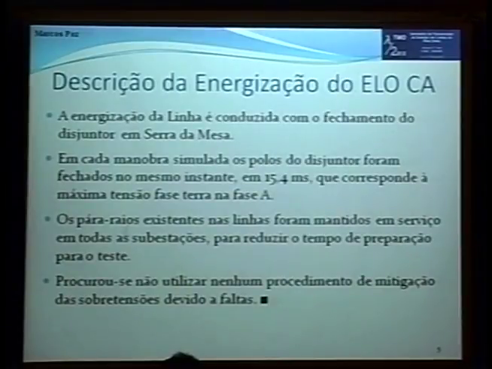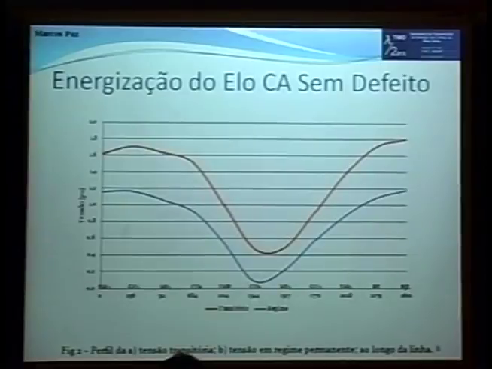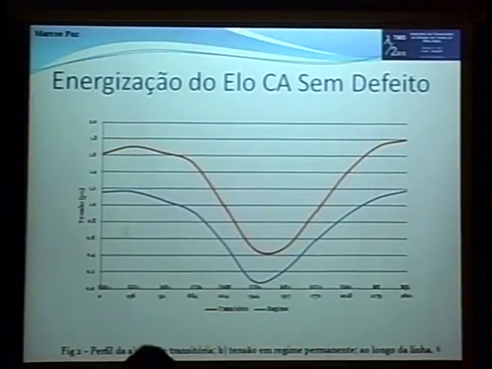We tried not to use any mitigation procedures for overvoltages, so we could really check where the most critical regions would be for each type of defect. So this would be the voltage profile for the energized line without defects and with the surge arresters in the line. So without defect, here I have the profile in regime, and in red would be the maximum transient voltages for the energization maneuver without defect.